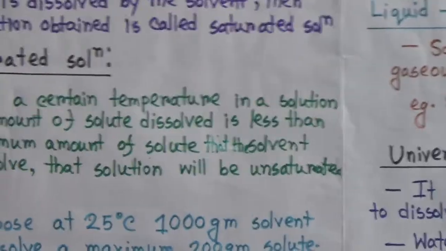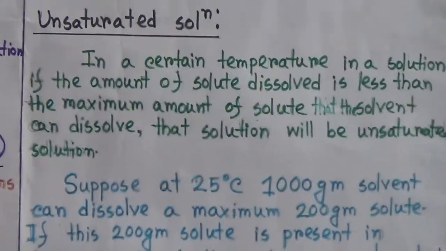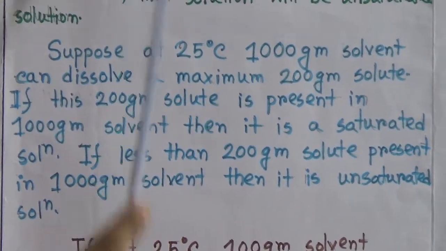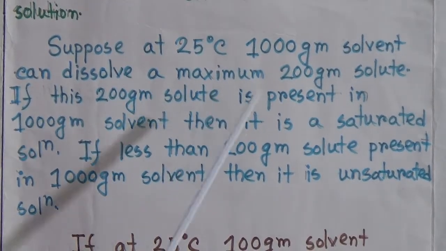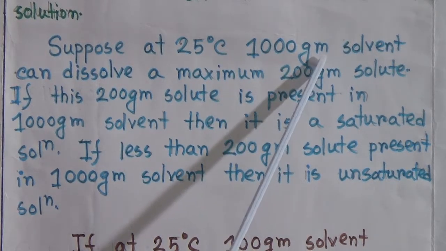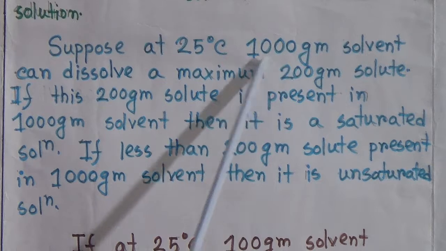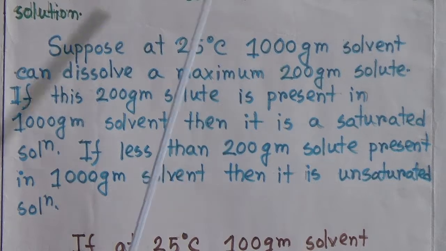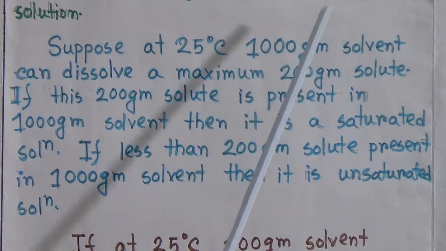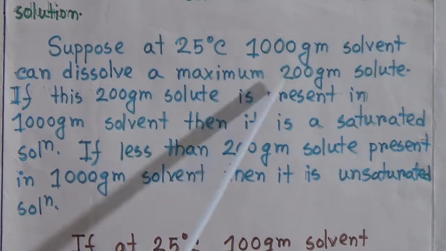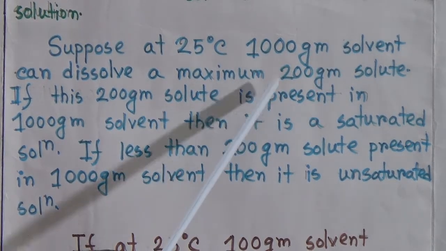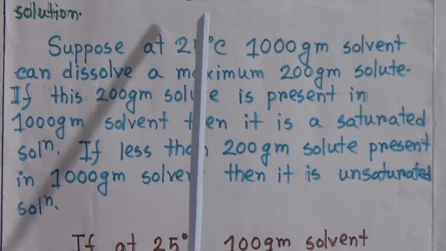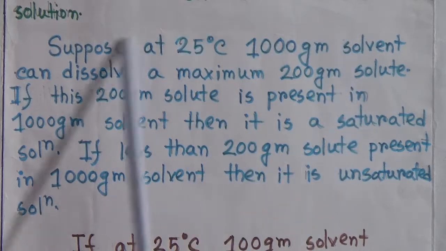If we take less than 200 gram solute, then it turns to an unsaturated solution. In a saturated solution, in this case we have taken 1000 gram of solvent. In a saturated solution, if here we have taken 100 gram of solvent, then which amount of maximum solute will dissolve here will be the solubility of that solvent, of that solution.